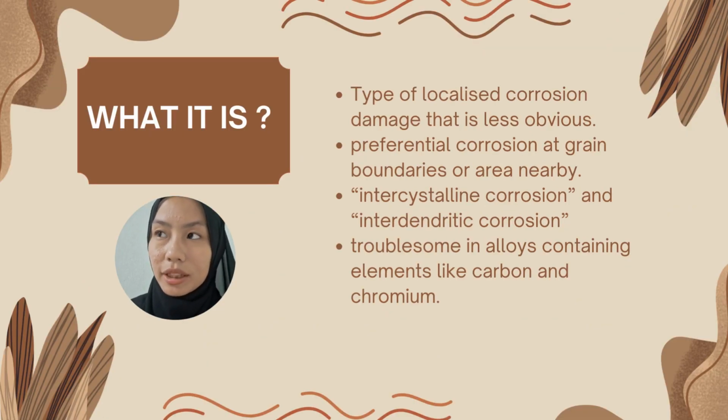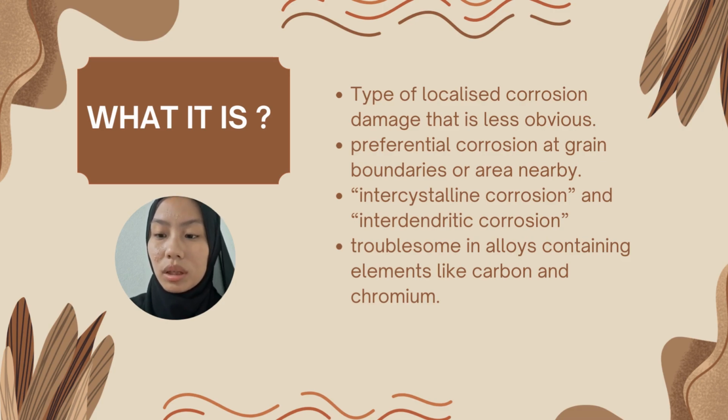What is intergranular corrosion? As we know, intergranular corrosion also has another name, intergranular attack. It is a type of localized corrosion damage that is less obvious. It is typically characterized by preferential corrosion at the grain boundary or the area nearby, with little to no attack on the grain. Corrosion that happens along a metal grain boundary particle in aluminum alloy is known as intergranular corrosion.